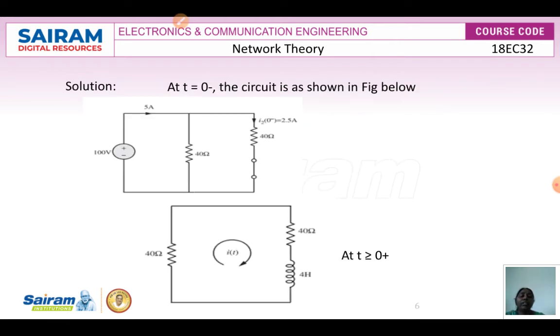So we draw the circuit at t greater than or equal to 0 plus, where my switch is open, and I am going to have a circuit like this. When I have this circuit, I want to find out what is going to be the current that flows through the circuit.